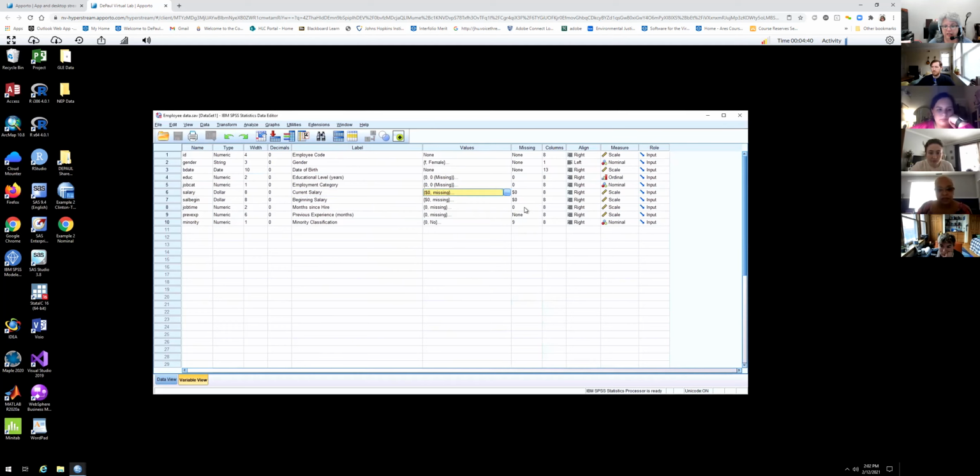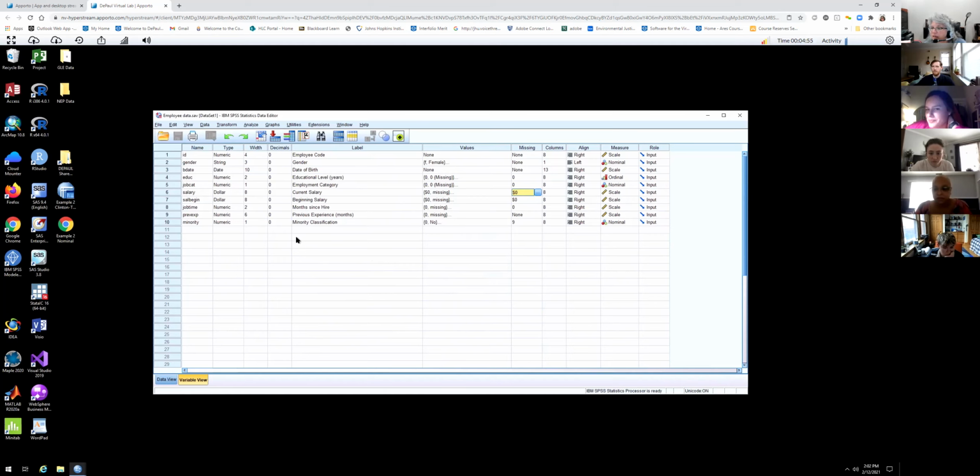And so missing is 0. And you can see missing got declared 0. We don't want unemployed people, right? We want to look at what impacts your salary as our research question.